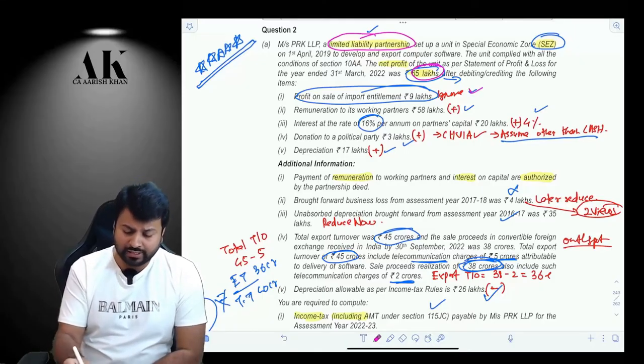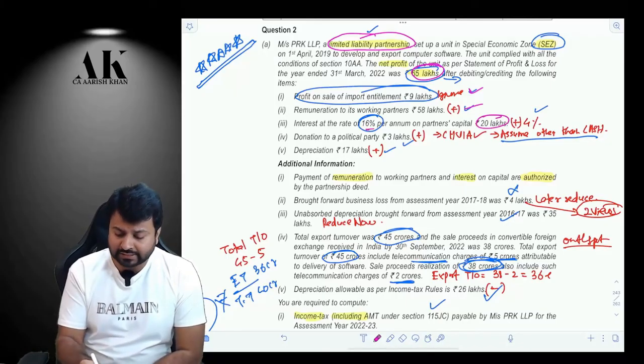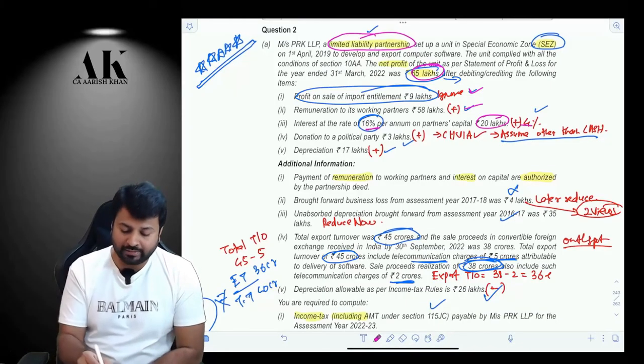Therefore, ignore this, okay? Then remuneration paid to working partners, add back. We need to compute book profit. Then interest of 20 lakhs, which is at 16%. So add back the 4%, you have to add it back. Then donation to a political party, 3 lakh rupees. You have to add back this donation.